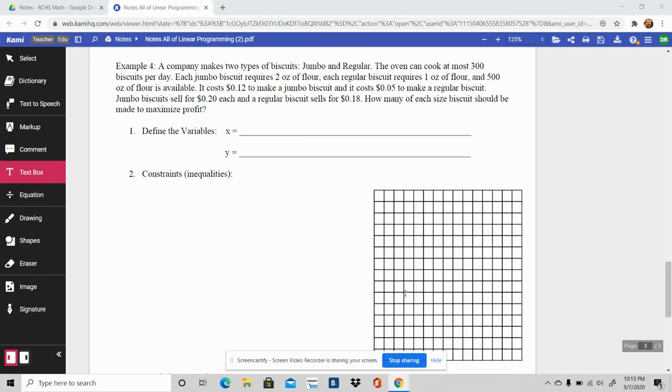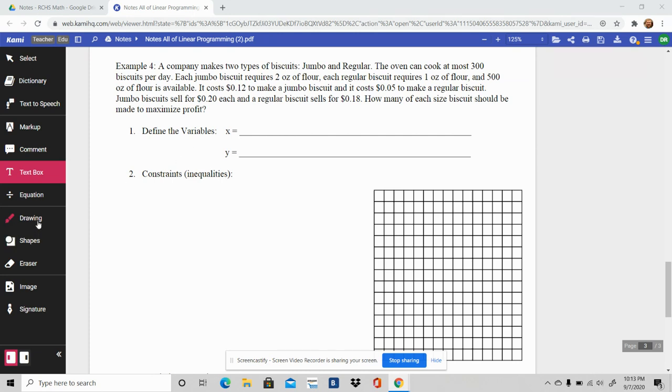All right, so a lot of words there. It's up to you to read through it and then just dissect it. First thing that you should do is figure out what you are trying to find. That last sentence has the question: how many of each size biscuit should be made to maximize profit? What the company has in their control is the number of each type of biscuit that they make each day. So we're going to define our variables.